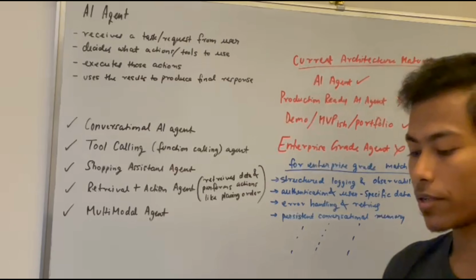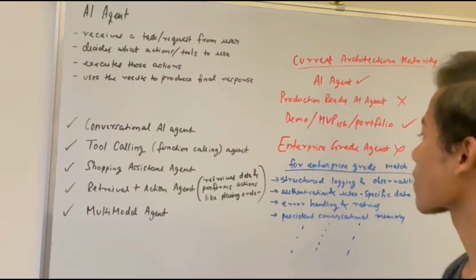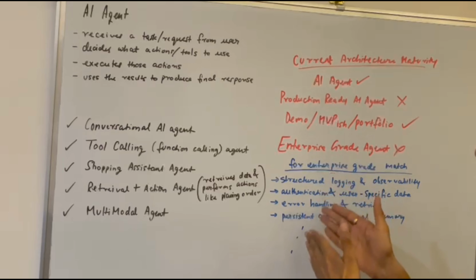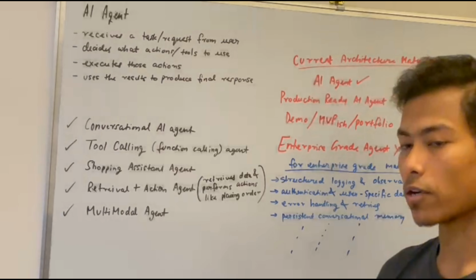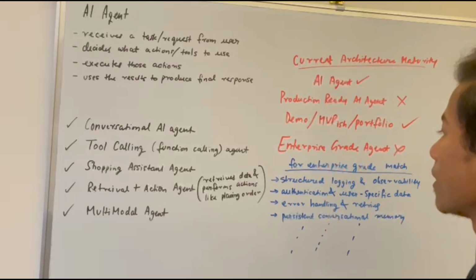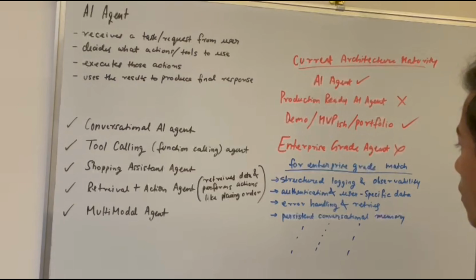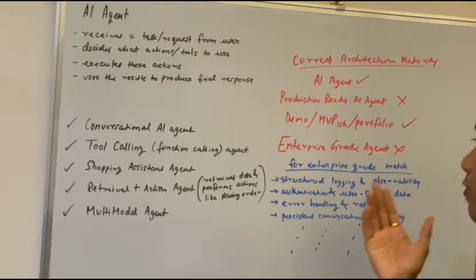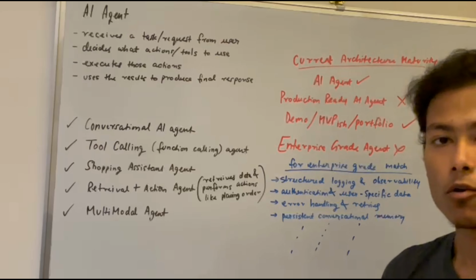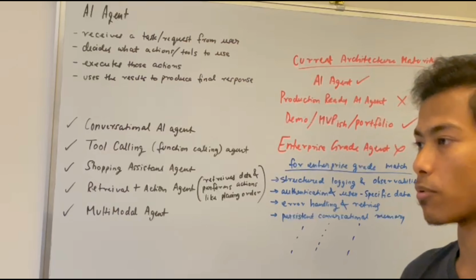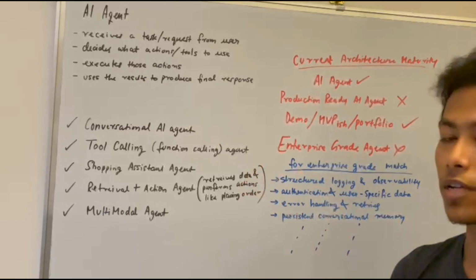Is it an enterprise grade agent? Not at all. These are some of the requirements that need to be incorporated into this MVP for it to be an enterprise grade product. There should be structured logging and observability. There should be an authentication layer and user specification. By that I mean only authorized users are supposed to use these kinds of agents.